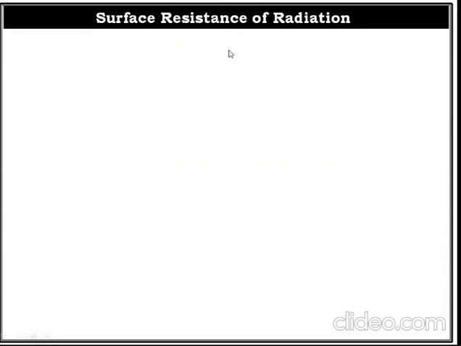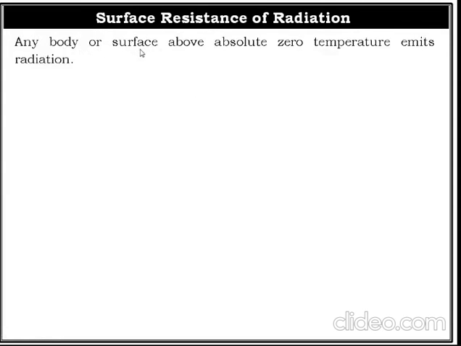Now moving to our main topic, that is surface resistance of radiation. In the case of radiation, there are two kinds of resistance to the rate of heat transfer. First is surface and second is space. Regarding the surface, any body or surface above absolute zero temperature will emit radiation. Absolute zero means minus 273 Kelvin.